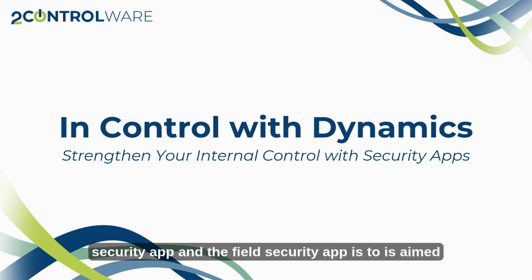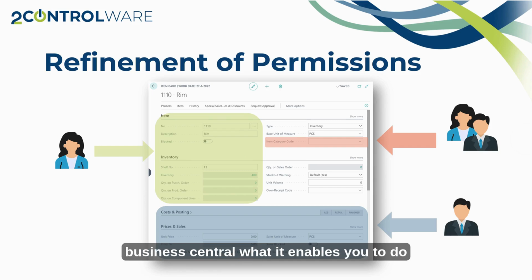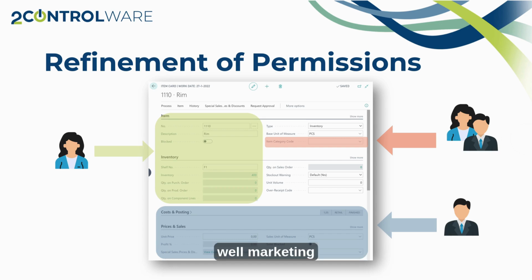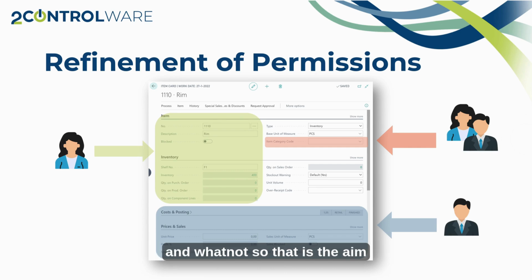In this case, the field security app, which is aimed at refining permissions. When you look at standard Business Central, it enables you to say who is entitled to make changes to, for example, the item card, like we have on screen right now. They say marketing must be able to manage a certain part, purchasing another part, and together we also want to put some rules on what fields they can edit. That is the aim of this module.